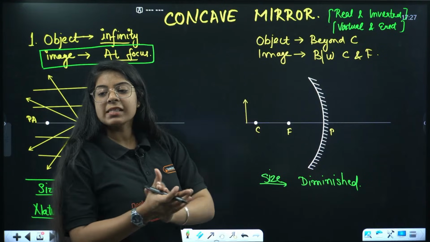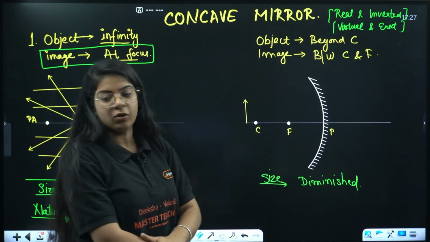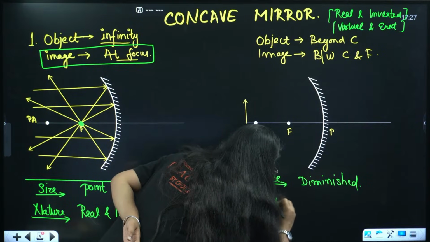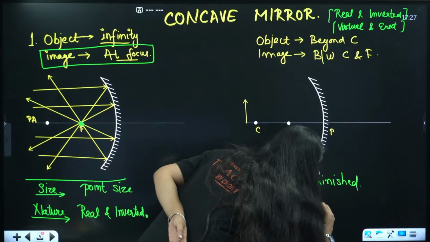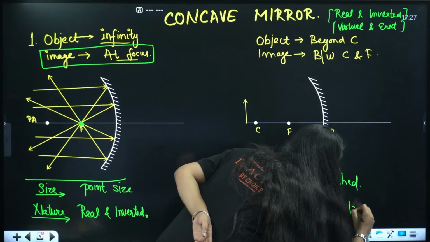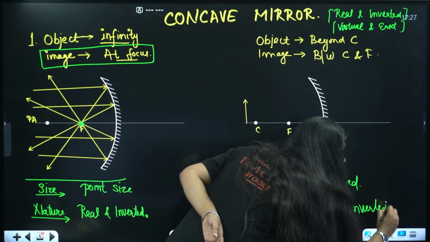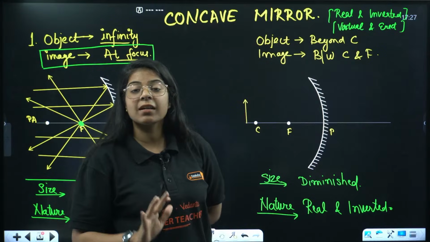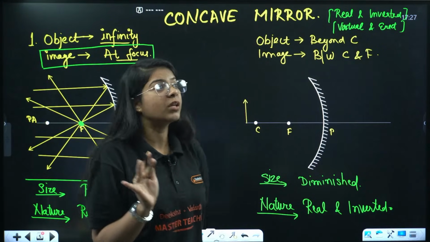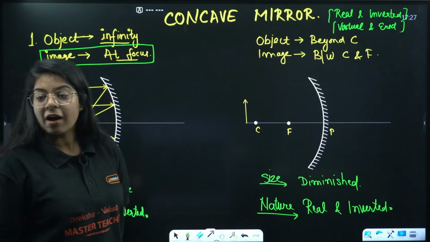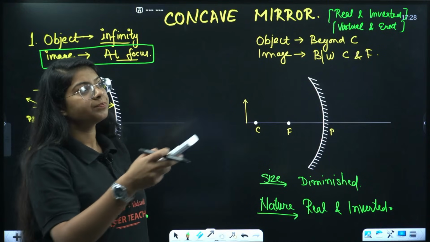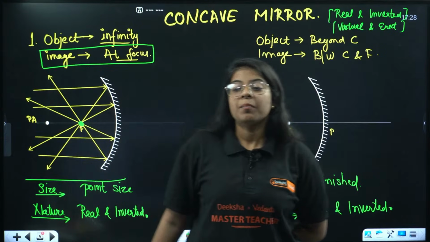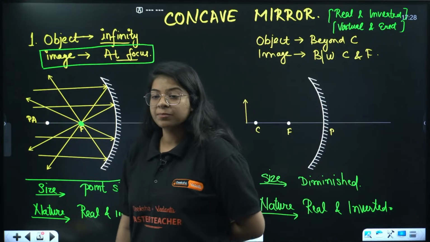Yes, Yuvan is saying real and inverted and diminished. Very good. And the nature is again real and inverted. Very good. Now you have to make the image. After getting everything, the nature, the size, the position of the image, only then you have to make the image. ठीक है, done. Yes, I know आपको आता है ये सब, but there is no harm in revising, right?